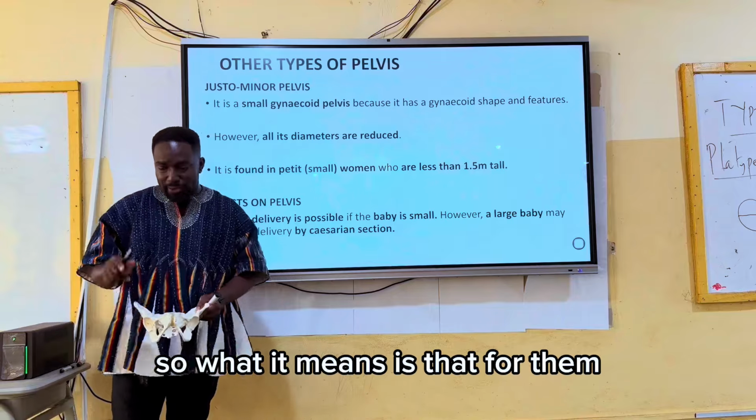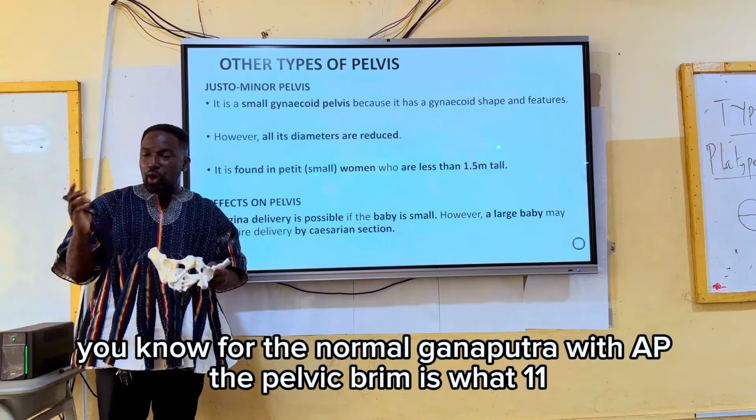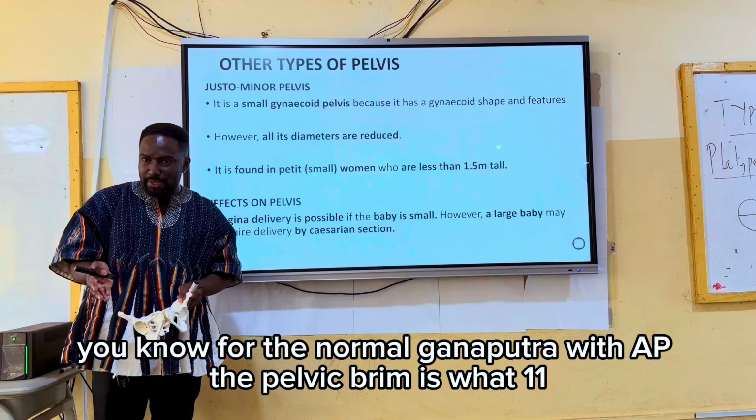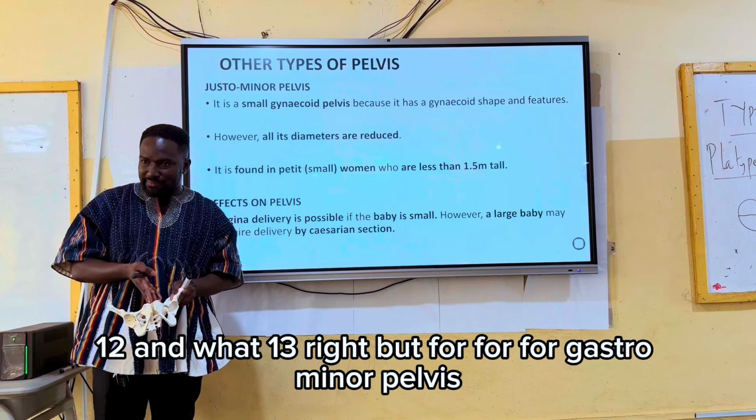So what it means is that for the normal gynaecoid pelvic AP, the pelvic brim is what? 11, 12, and what? 13, right?